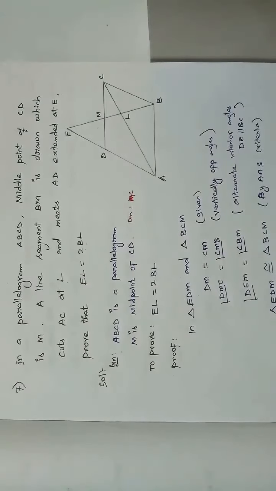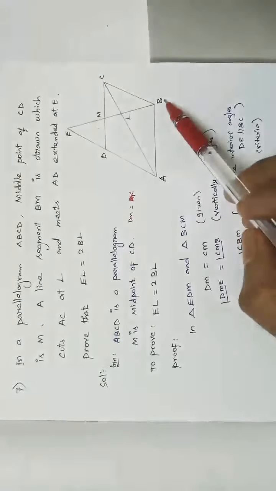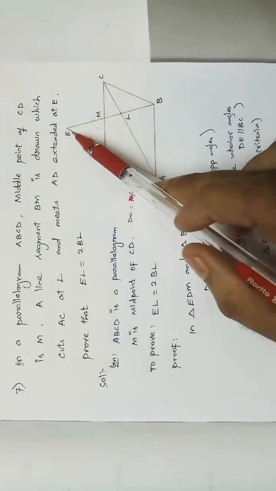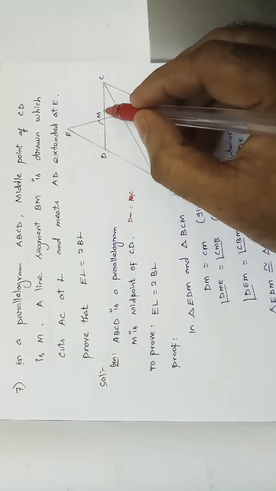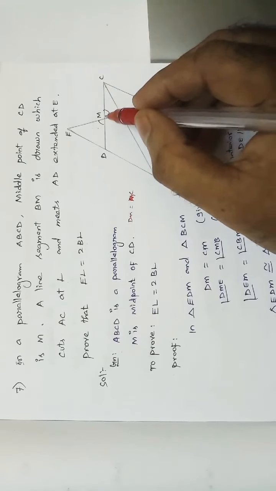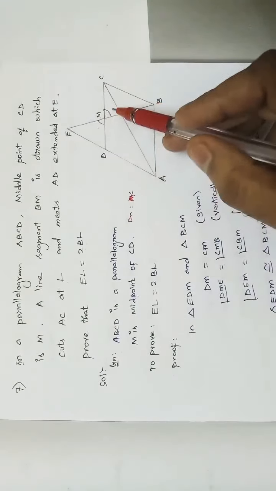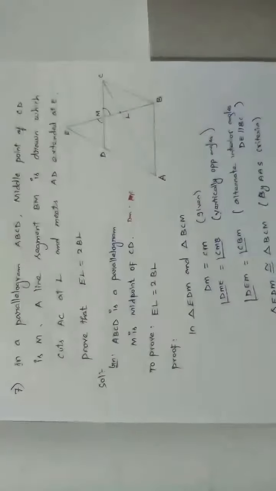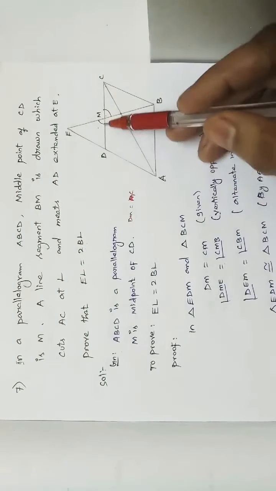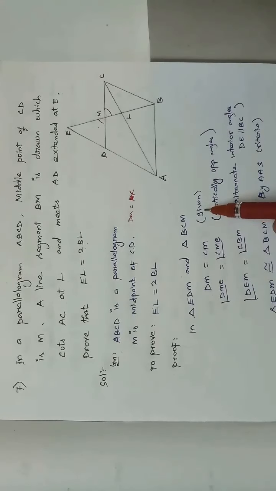How I'm going to prove that: I'm choosing these two triangles, triangle EDM and triangle BCM. So angle DME is equal to angle CMB. These two angles are equal. How will they be equal? Vertically opposite angles. Already we know that if M is the midpoint, then DM is equal to CM. That is given.